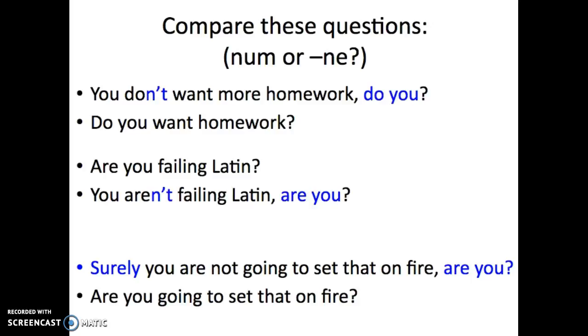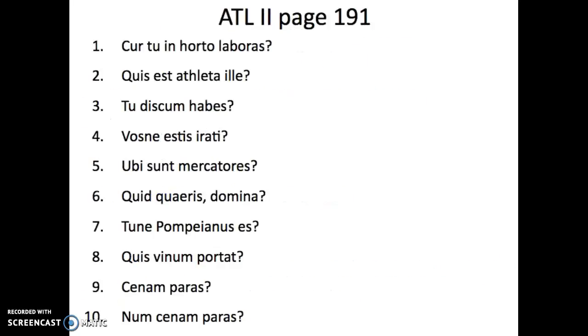The answer might be yes, it might be no. You aren't failing Latin, are you? I'm pretty sure the answer is going to be no. I'm just checking to be sure. So that's a num question. And then the British: surely you aren't going to set that on fire, are you? You're not, are you? That's a num question, as opposed to, are you going to set that on fire? It looks flammable. Maybe you are, maybe you're not. That's a ne question.